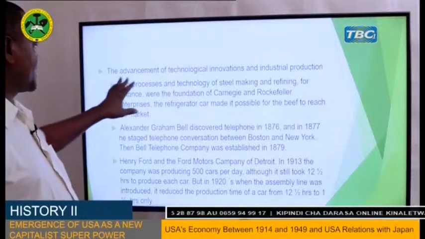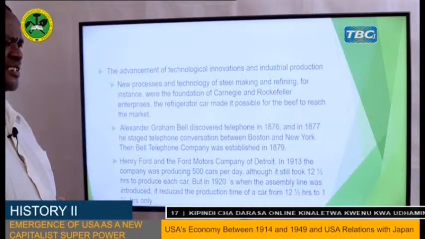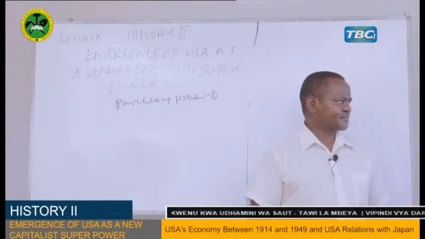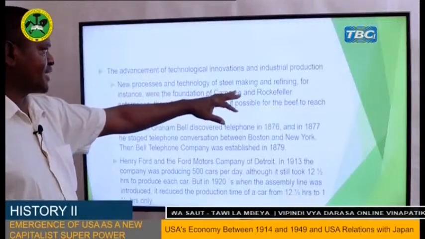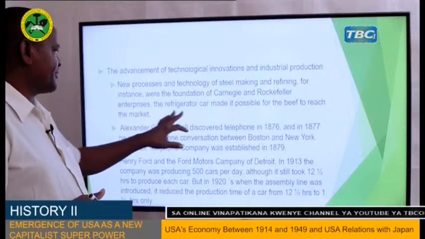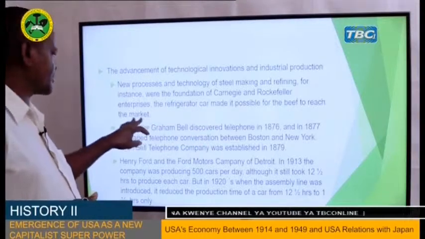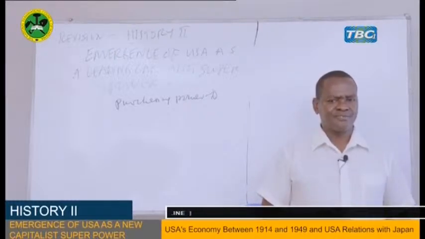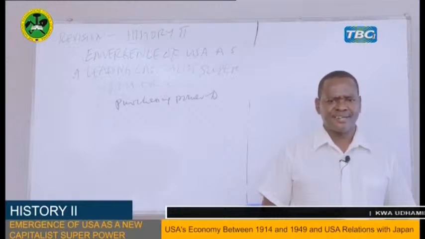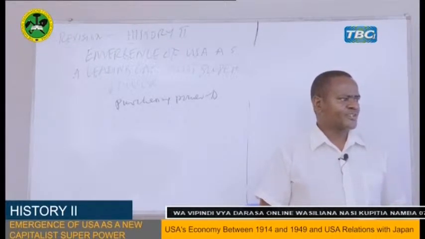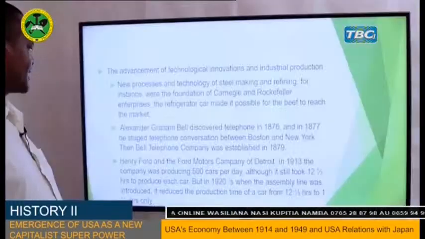Another point, my dear students, is the advancement of technological innovations in industrial production. There were technological innovations in America, particularly in the 1920s. Here, for instance, you can see the new process and technology of steel making and refining were the foundation of Carnegie and Rockefeller enterprises. The refrigerator car, for instance, made it possible for beef to reach the market. That means before the introduction of the refrigerator, people could not transport beef or fish from the fishing areas to the market because they could get rotten. After the introduction of the refrigerator, people could transport beef and fish from the areas of production to the market and so on.